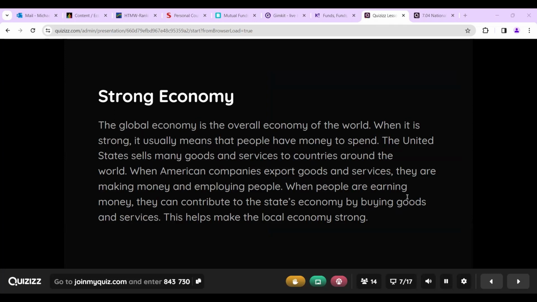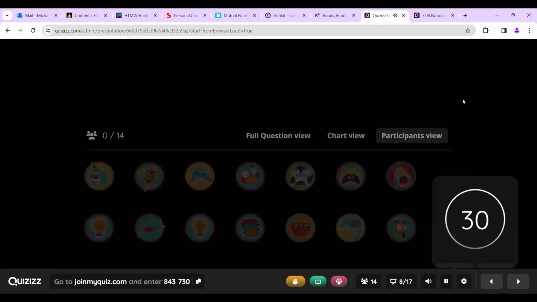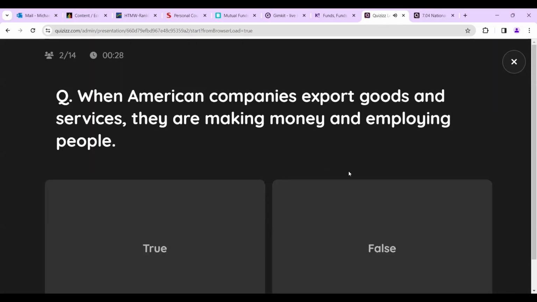When it is strong, it usually means that people have money to spend. The United States sells many goods and services to countries around the world. When American companies export goods and services, they're making money and employing people. When people are earning money, they can contribute to the state's economy. Buying goods and services helps make their local economy strong. When American companies export goods and services, they're making money and employing people. True or false?